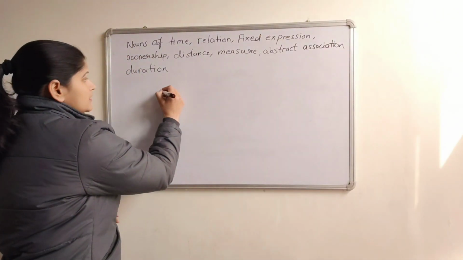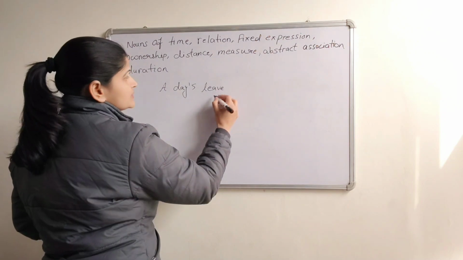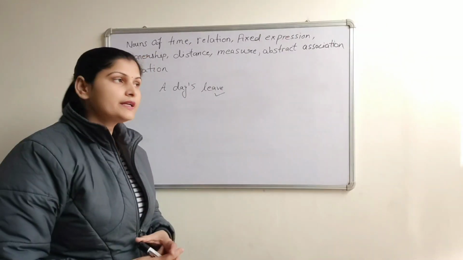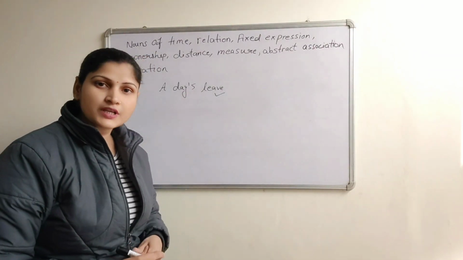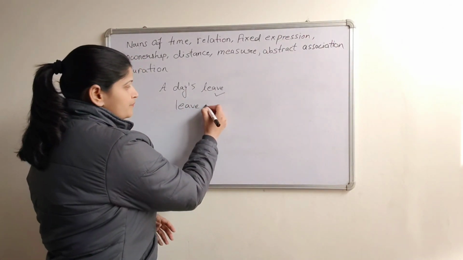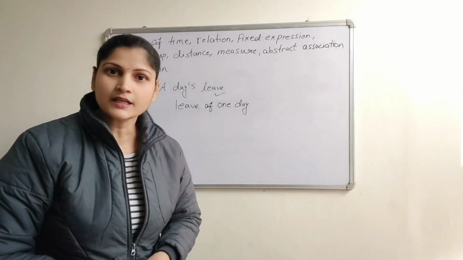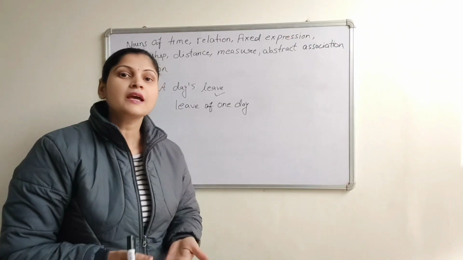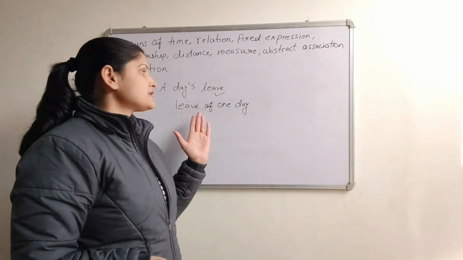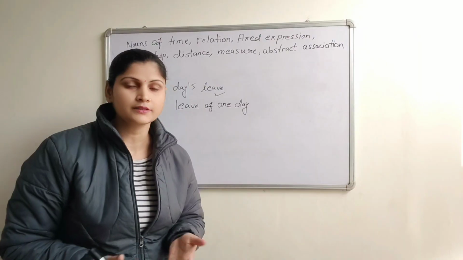So here a day's leave is right, as day is a noun of time and apostrophe s shows duration, not ownership, meaning leave of one day. Similarly, a week's holiday, an hour's delay, a year's experience. This is called the possessive of time or measure.